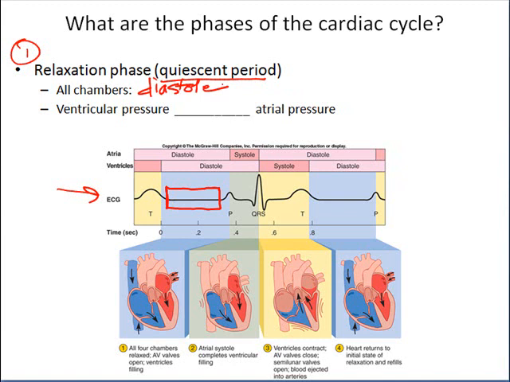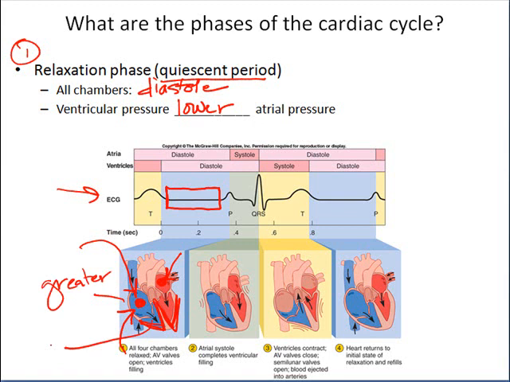And the ventricular pressure is lower than the atrial pressure. The reason for that is when the ventricles relax, the atria had already been relaxed before them and blood had been flowing back into the atria. As a result, the pressure of the blood continuing to flow into these atria has contributed to a greater pressure in the atria relative to the more or less empty ventricles. There's actually a tiny bit of blood in the ventricles, but it's pretty small. So we have greater pressure in the atria, lower pressure in the ventricles.